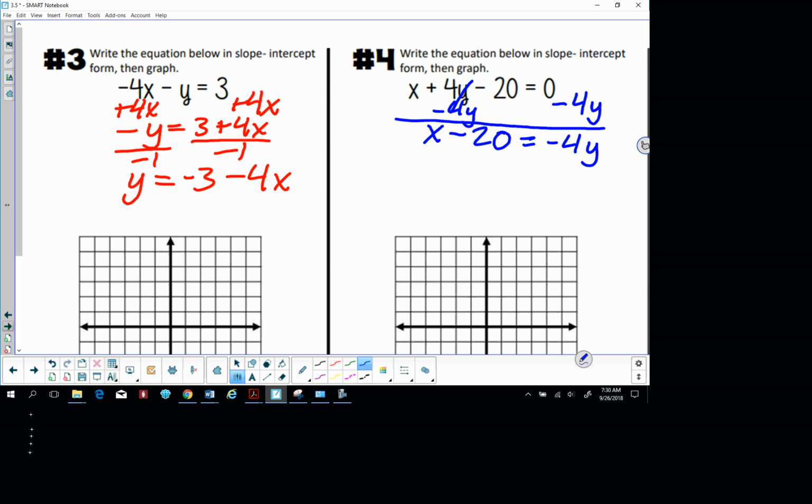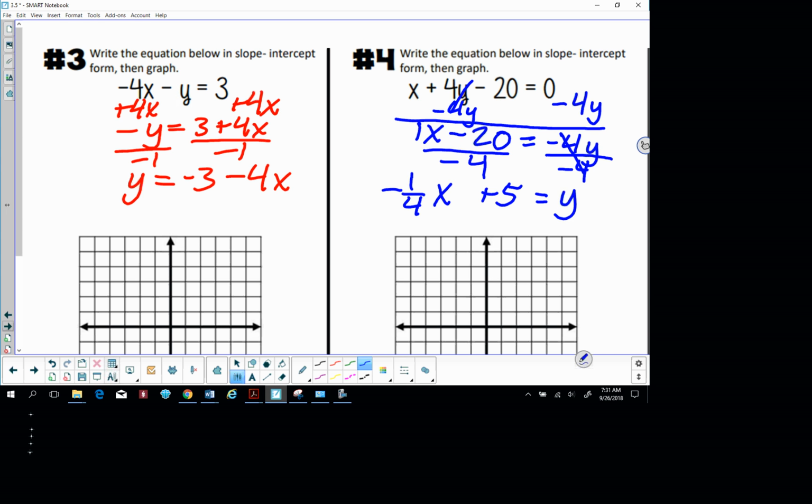Okay, my last step. Yep, divide by what? Negative 4. Okay? So what happens over here? We're going to cancel. We're left with y. y equals what? Okay, positive 5. This would be a plus 5. Negative 20 divided by negative 4 is positive 5. What imaginary number is in front of x? 1. So I would leave negative 1/4 x.